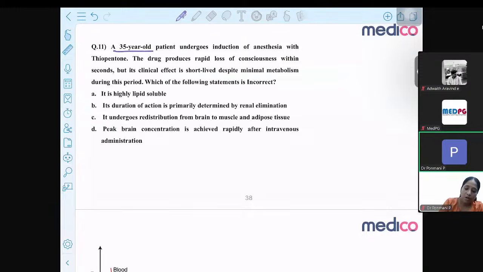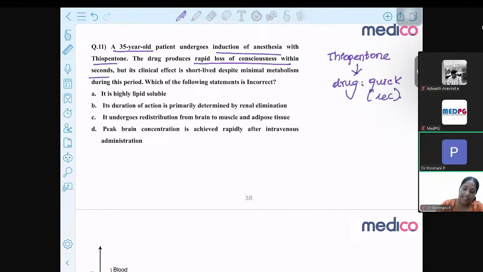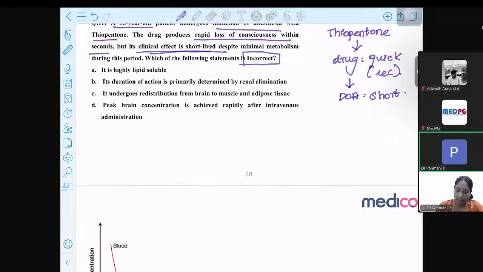A 35-year-old patient undergoes induction of anesthesia with thiopentone. The drug produces rapid loss of consciousness within seconds. That means the drug is acting quickly, in seconds. But its clinical effect is short-lived, that means the duration of action is short. So, which of the following statements is incorrect? So, we will see what happens with thiopentone.